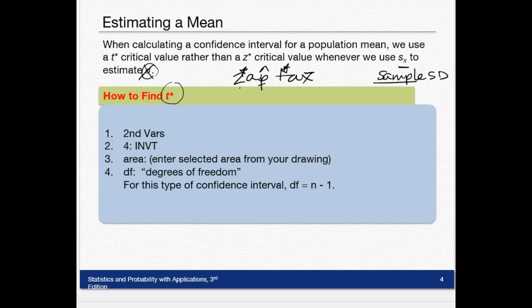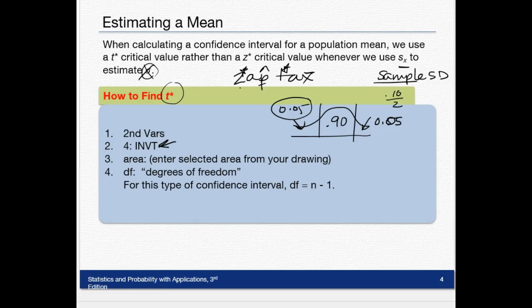So to find the T star, you're going to work it the same way we did before. You know, we drew the curve and we put like the 90% confidence interval would be 0.9, so that leaves 0.10, and we divide it by 2. So the area over here is 0.05. Okay, so typically we put that in a calculator in inverse norm, right? Well, that's where we're different. We're not going to use inverse norm. We're going to use inverse t, which is the fourth option. We put in the area we wanted.